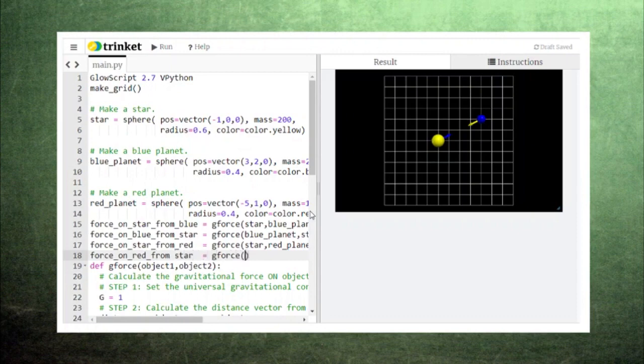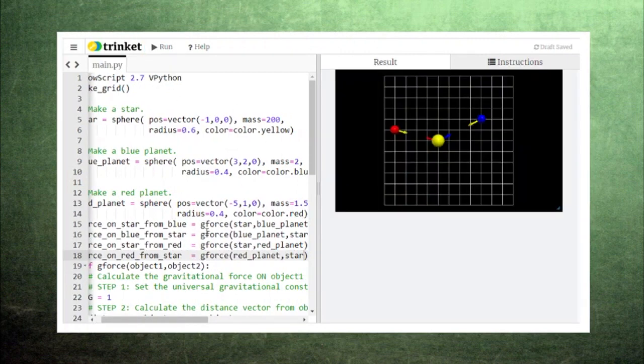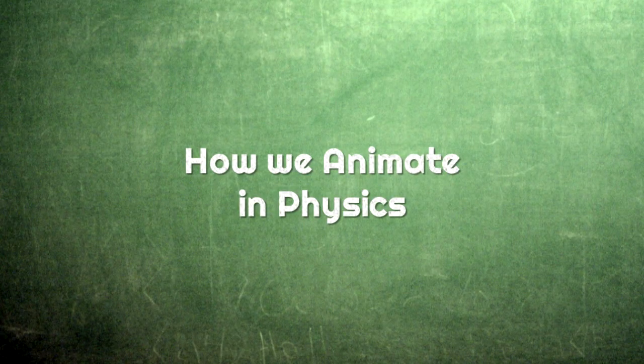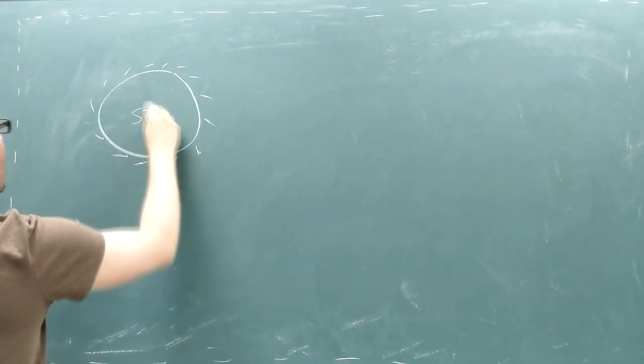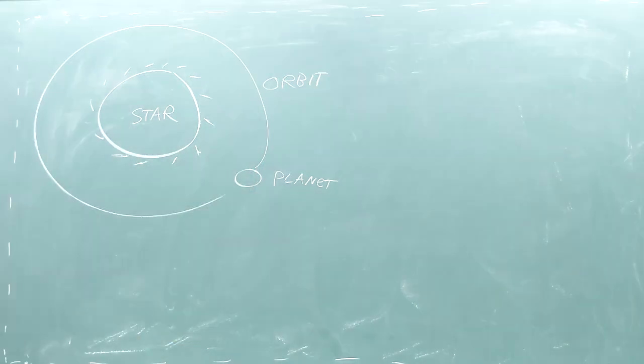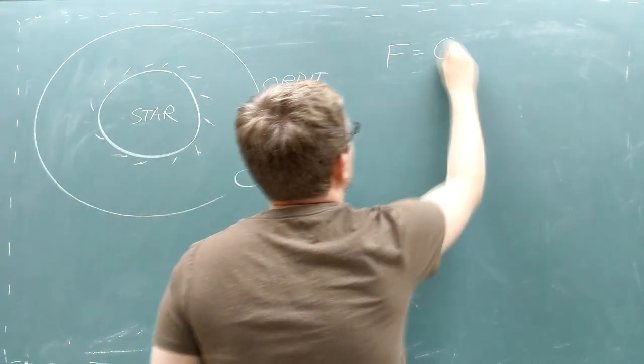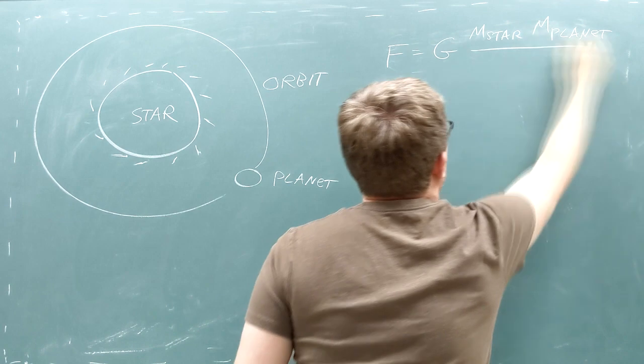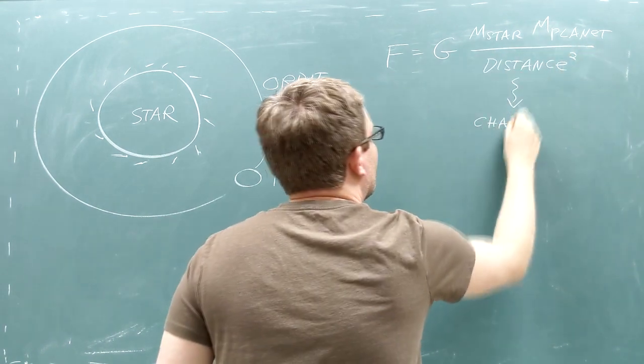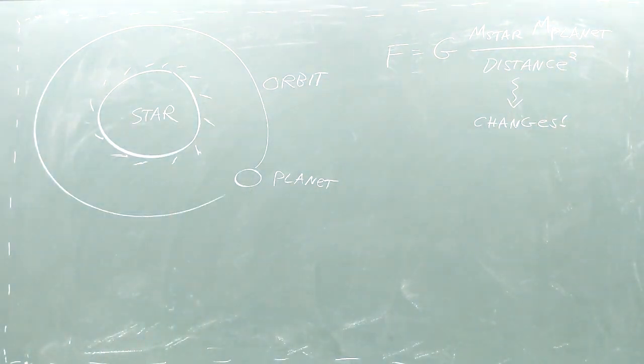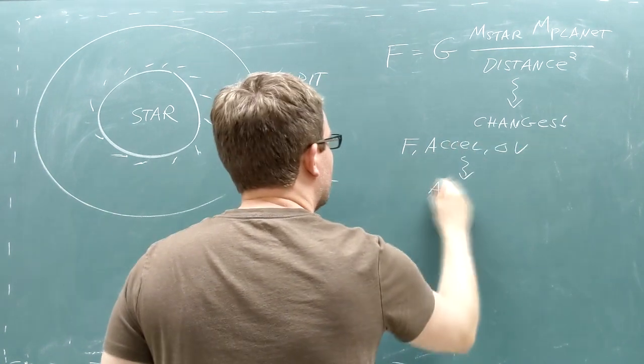Now that we've seen what the force of gravity looks like, we can examine what type of motion it creates. Let's suppose we want to study a planet orbiting around a star. Because the force of gravity depends on the distance between the planet and the star, the planet feels a different force, acceleration, and change in velocity at each point in its orbit.